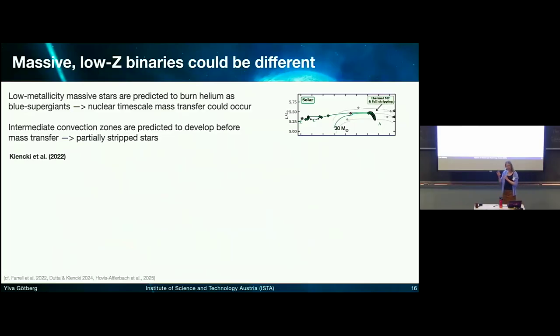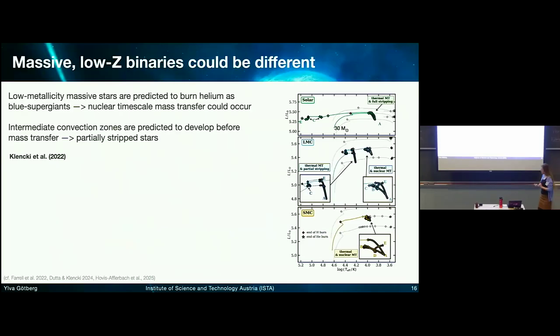this direction now. It's becoming more clear that our theoretical models predict that at low metallicity, massive stars can burn helium as blue supergiants. And this affects the envelope stripping process. Here is a model from Jakob Klencki of a 30 solar mass star at solar metallicity. It goes through the mass transfer, and then you get this hot stripped star over there. But at low metallicity, this does not happen.